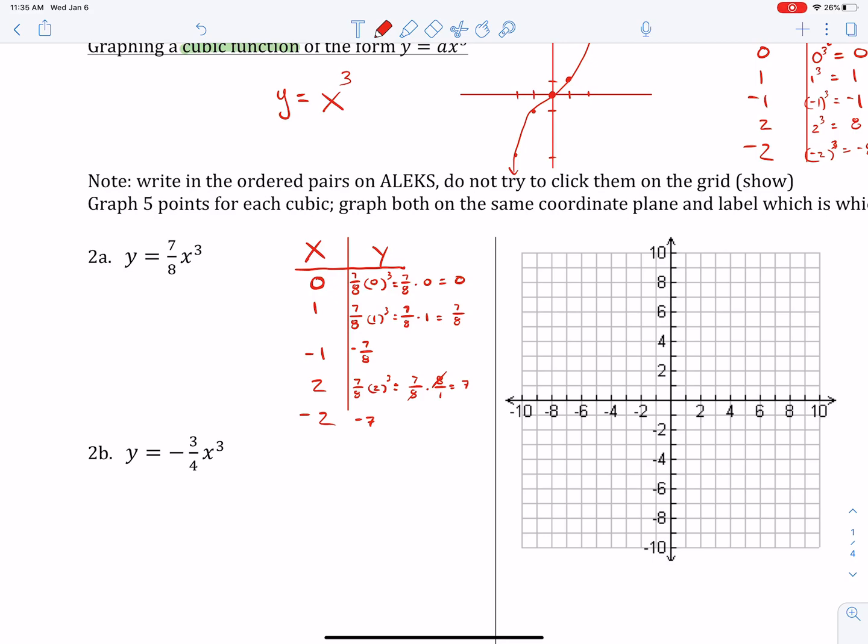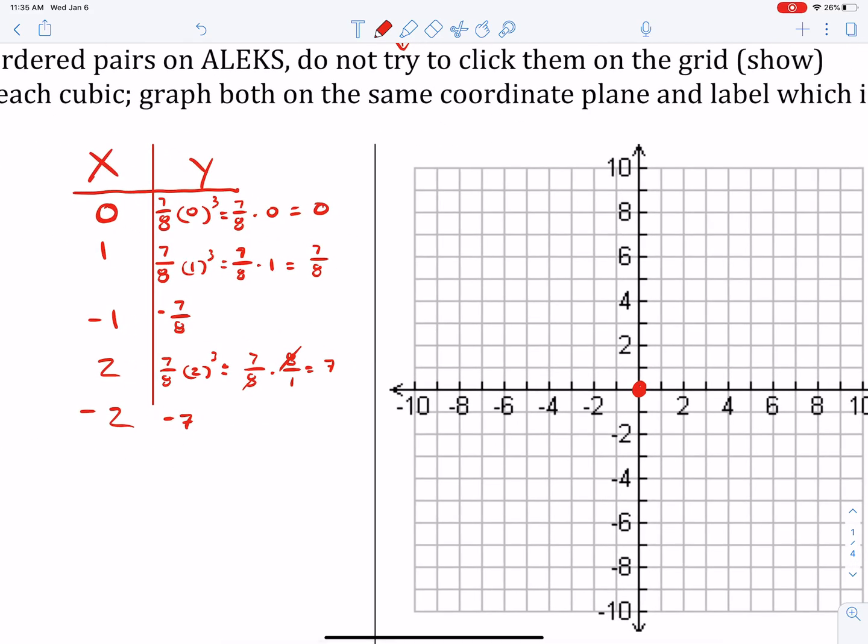Very easy if you have a calculator. If you don't have a calculator, it can be challenging at times. Let's go ahead and graph this. So I have 0, 0 right there. My next coordinate is 1 and then 7/8, which is almost a 1, comma 1. So that's going to be about right there. And don't worry if it's not perfect. My next coordinate is -1, -7/8. So that's going to be roughly right there.